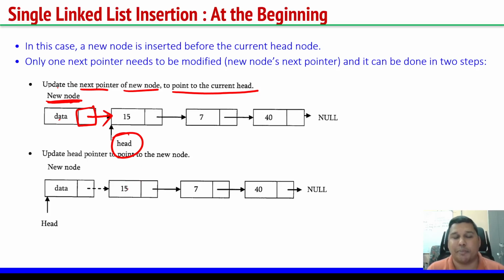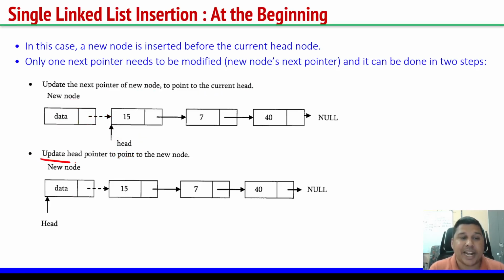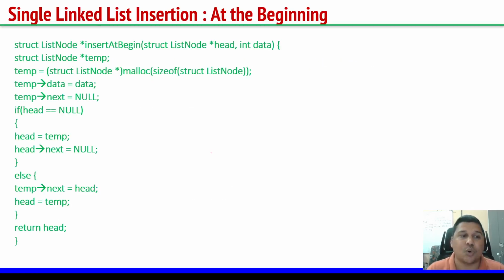That is the first step. Second step, wherever there is the new node, you make this the head. Update the head pointer to point to the new node. Make the new node the head, because we know the important principle that the head should always be pointing to the beginning of the list. So just do these steps. New element is inserted.